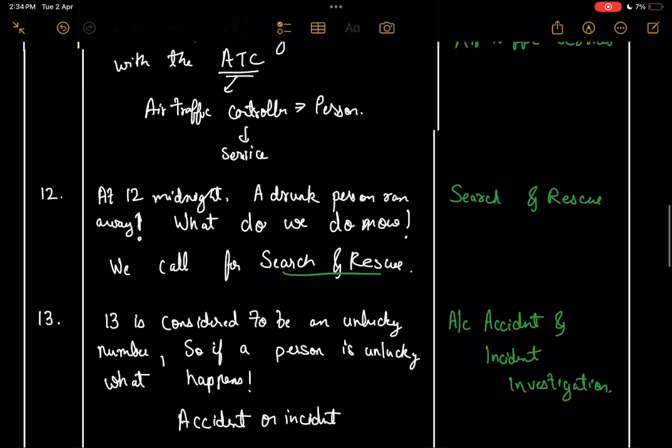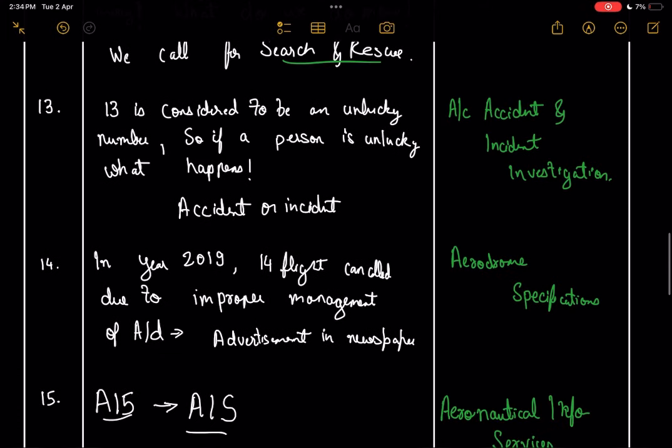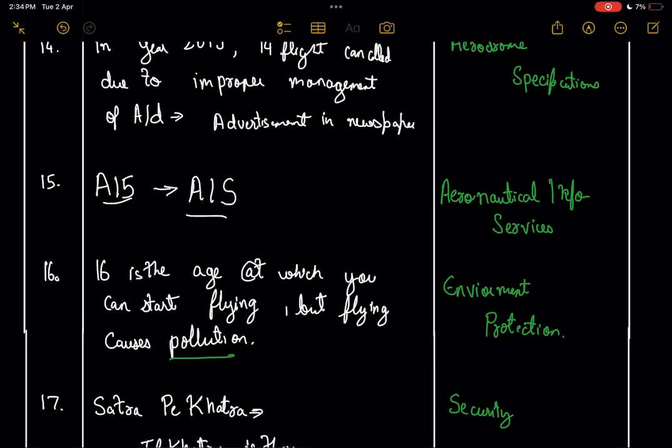13 is considered to be an unlucky number. So if a person gets unlucky, he meets with an accident or incident. So aircraft accident and incident is Annex number 13. Annex 14, in the year 2019, how many flights cancelled? 14 flights cancelled due to improper management of aerodromes. Aerodrome specifications is Annex 14. Annex 15 now. A15 looks like AIS. So Annex 15 is aeronautical information services.